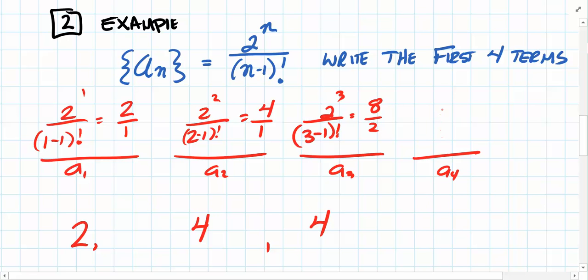And then this one, I'm going to have 2 to the fourth over 4 minus 1 factorial. 2 to the fourth is 2 times 2 is 4 times 2 is 16. So it's going to be 16 over 4 minus 1 is 3, and 3 factorial is the number 6. So 16 over 6 reduces to 8 thirds. So I'm going to have 8 thirds in that one.